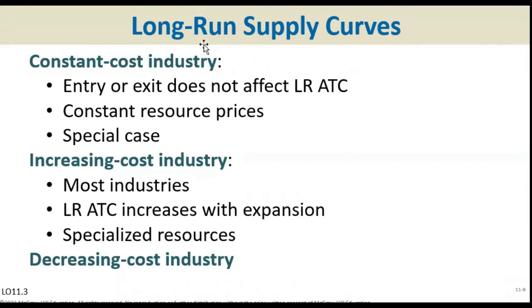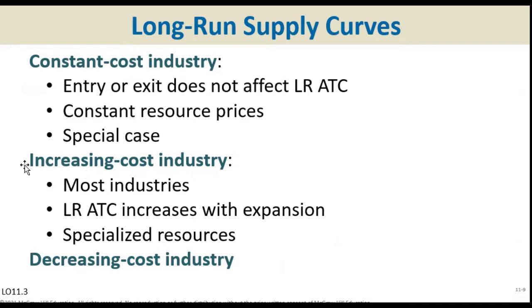So now let's look at the long run supply curves. We're going to review the three different scenarios that we have. The first scenario is the constant cost industry. Basically, the constant cost industry is an industry where the number of firms entering or exiting the industry does not affect the cost of the material. So the cost of resources remains constant. And this is kind of a special case. You don't see that often.